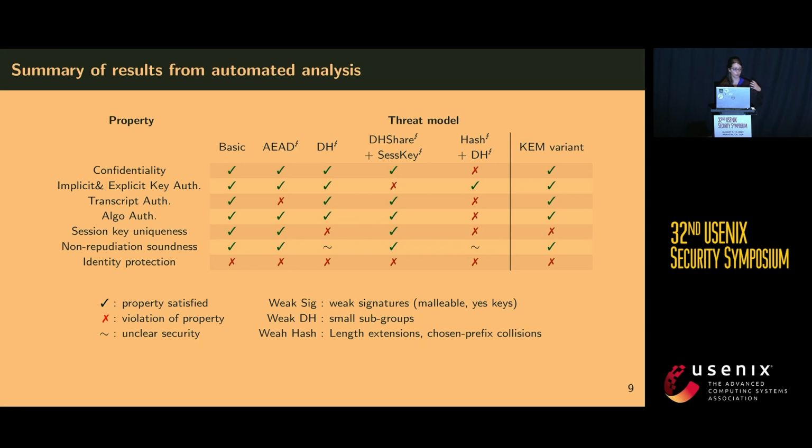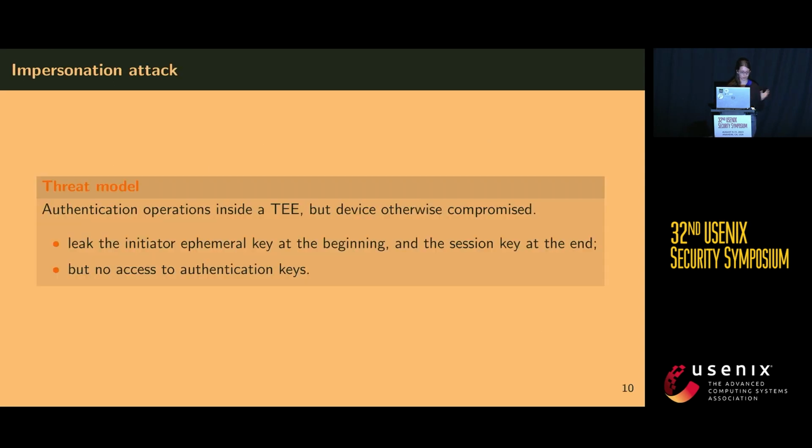For example, weakening the Diffie-Hellman model by allowing the adversary to force the user to use a low-order group for the Diffie-Hellman key. We also leaked some session keys, we weakened the hash, and so on. So as you can see, as we give the adversary more possibilities, some attacks start to appear. And the last column is a bit on the side because it's the KEM variant, so it's a bit different. If you want more detail on this table, you can look at the paper.